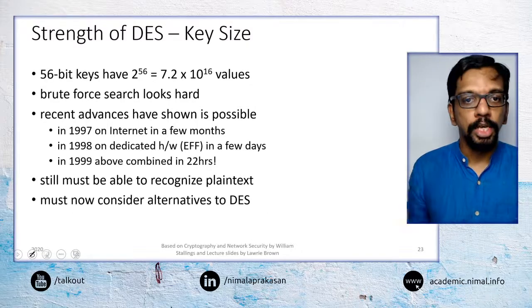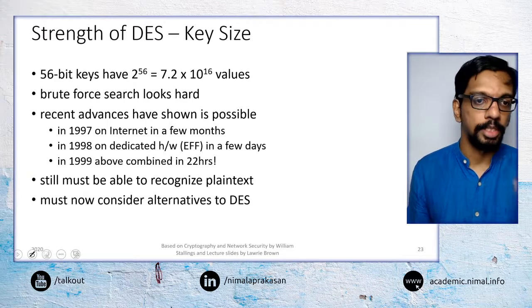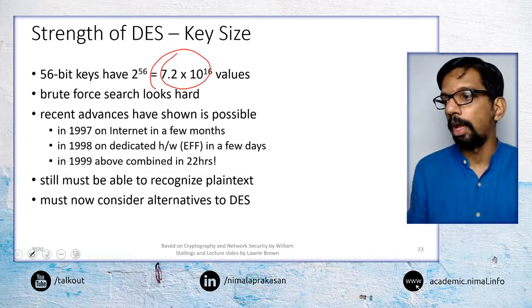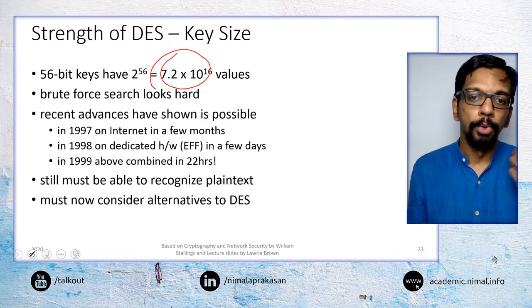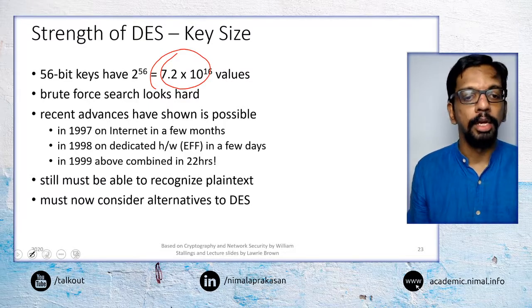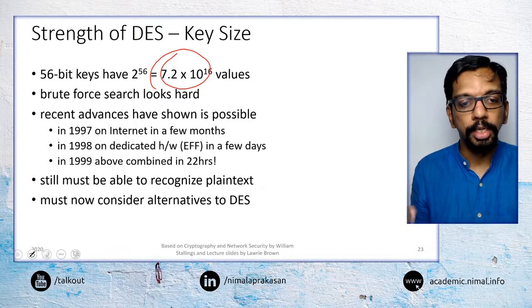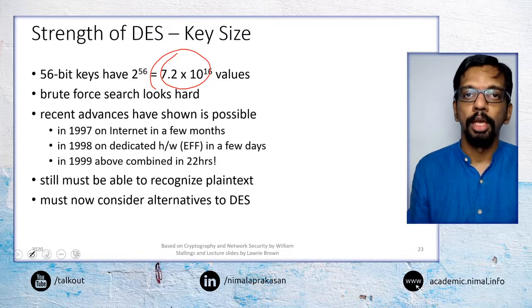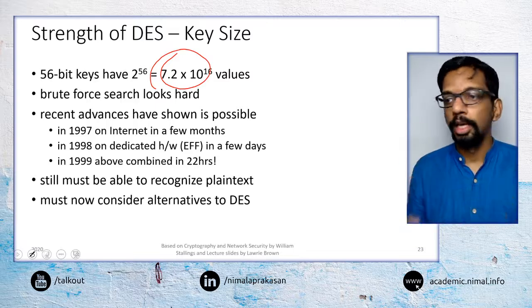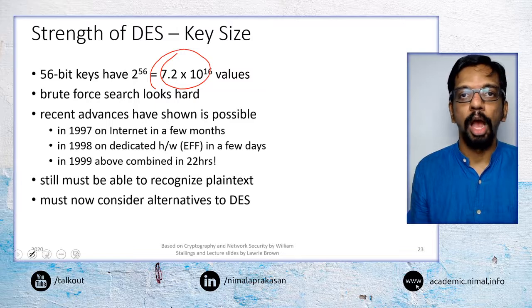Then when we think about the strength of DES, depending on the key size, here we have 56-bit keys. So that is 2 to the power 56 possible values. Brute forcing that may seem difficult, and it is difficult. In the 80s it was pretty impossible, but in the 90s, with the advancement of computing, it became a few months, and then a few days, and later on a few hours.